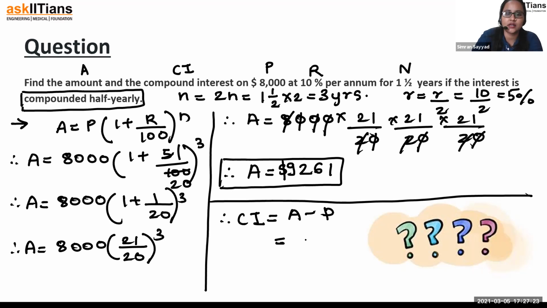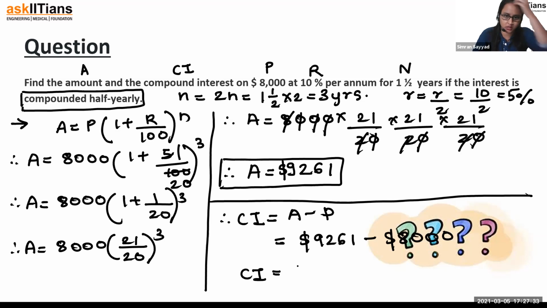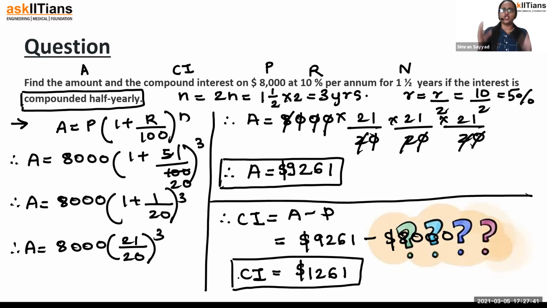So your amount is $9261 minus principal $8,000. So your compound interest is nothing but $1,261. See, it is so easy. You just have to double the number of years and halve the rate of interest.